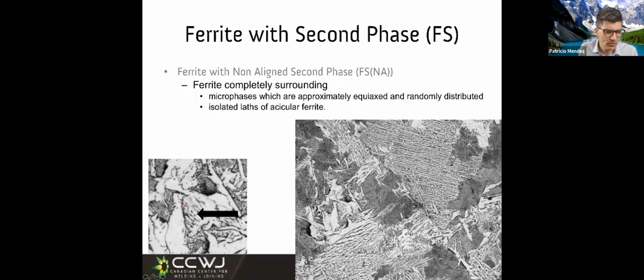And the characteristic of FSNA is that in this case, instead of being clear lines, instead of having the second phases clearly aligned, these second phases, these dark spots, they look kind of random. Of course, this is metallurgy and not mathematics. I already showed you in our first slide how metallurgy is so difficult to pin down and how it's inexact, and our instruments are not exact.